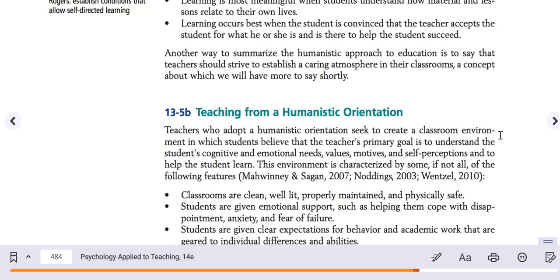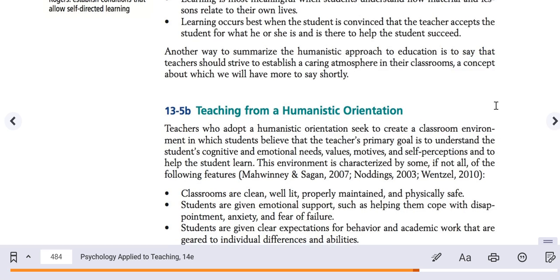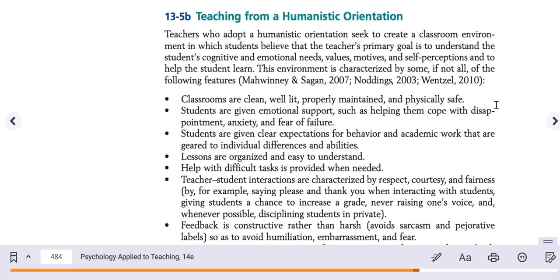Another way to summarize the humanistic approach to education is to say that teachers should strive to establish a caring atmosphere in their classrooms, a concept about which we will have more to say shortly. Teaching from a humanistic orientation.